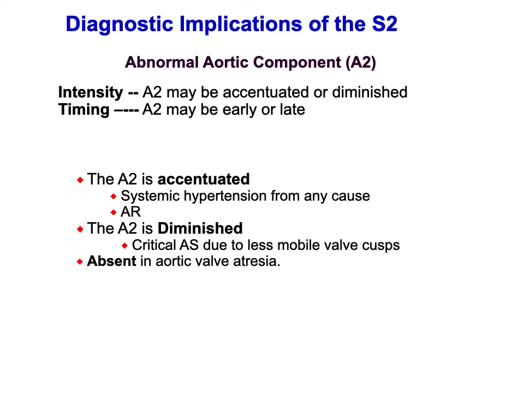If you consider A2, or the aortic component of the second heart sound, A2 may be accentuated or diminished, or it may be early or late. It is accentuated when the pressure in front of the aortic valve is much higher, that means it has to work with higher force to push the blood, like in systemic hypertension due to any cause. Aortic regurgitation also leads to the same. A2 is diminished in intensity when there is critical aortic stenosis, as the valve cusps are less mobile. A2 is absent in aortic atresia.